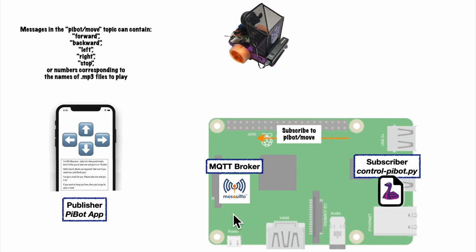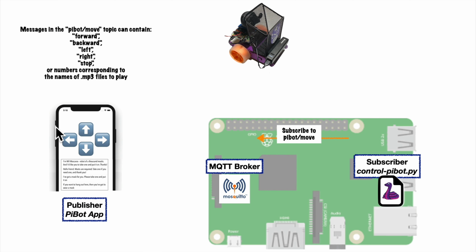So when we interact with the app, a message is published on the topic Pybot Move, and the Mosquitto broker is always listening for messages. It picks these up, and it sends them onto the Control Pybot program that's subscribed to these messages. Now, depending on the contents of the message, it'll either move the robot by triggering code to move the motors, or it'll play a sound.